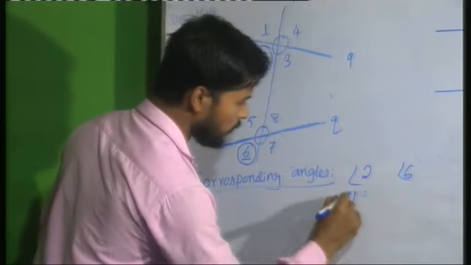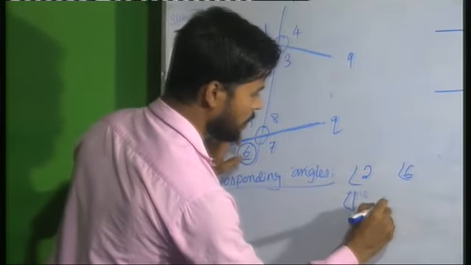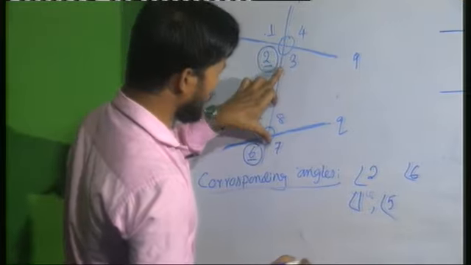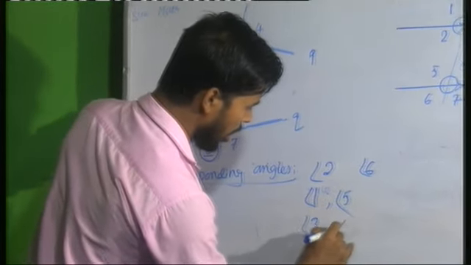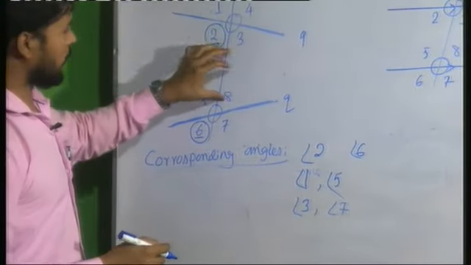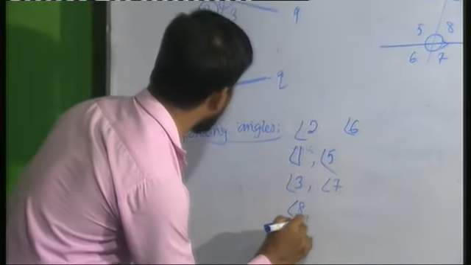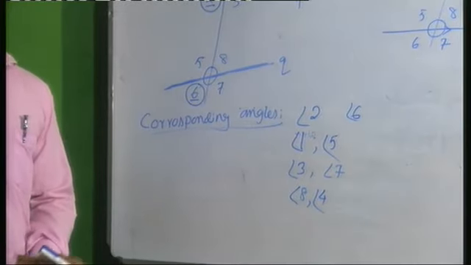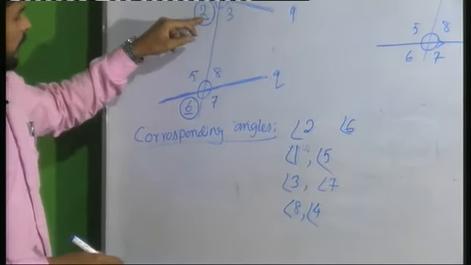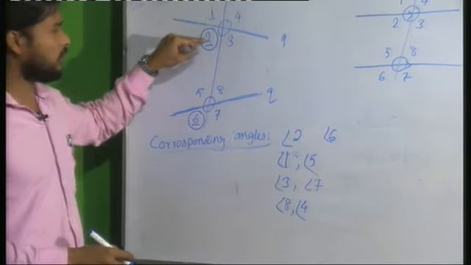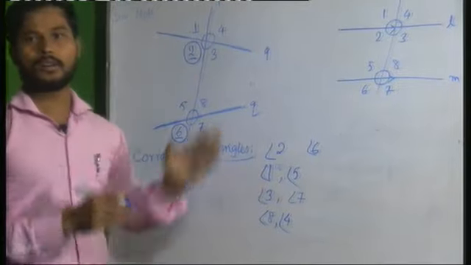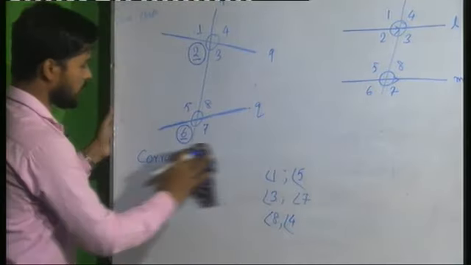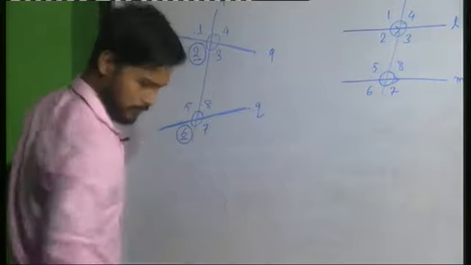Similarly, angle 1 and angle 5 are corresponding angles. Similarly, angle 3 and angle 7 are corresponding angles, and angle 8 and angle 4 are also corresponding angles. So corresponding angles means one interior angle and the exterior angle not near to that angle on the same side of the transversal. Okay, now we'll discuss what is the alternate interior angle.